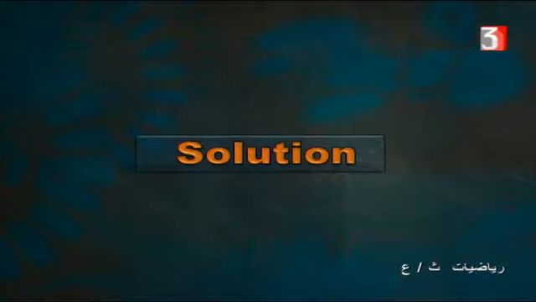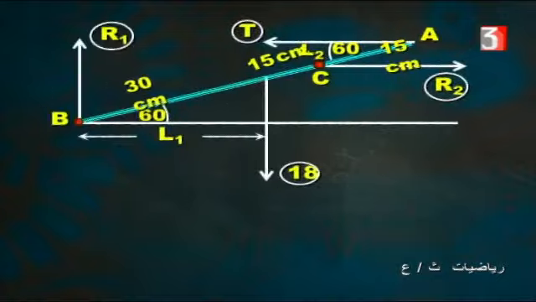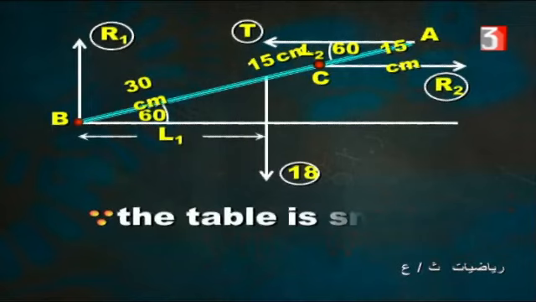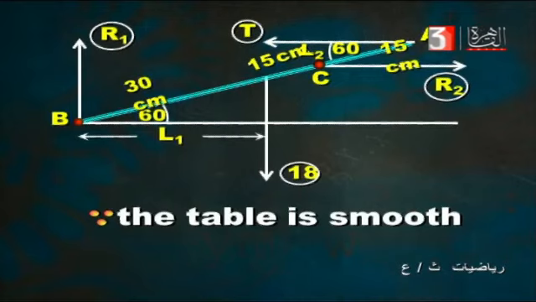Solution. My dear student, this example is very important. Why? Because it has many requirements to find. Look at the rod AB, its weight is 18, which rests on a smooth table. What is the meaning of the table being smooth? One end of the rod AB is on the table, which means the reaction is perpendicular to the table.